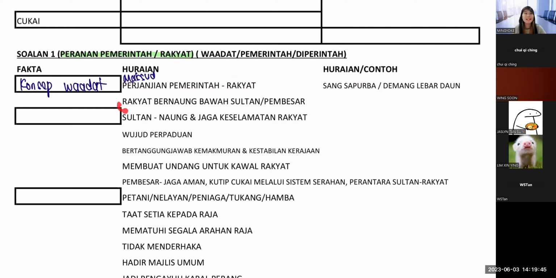Okay. Then other than that, oh yeah, Sang Sapurba is considered one mark. Demang Lebar Daun is another mark because it's a different person, different mark. Okay. So accordingly, Sang Sapurba is our pemerintah and Demang Lebar Daun is the rakyat. Now this is pemerintah, this is rakyat.